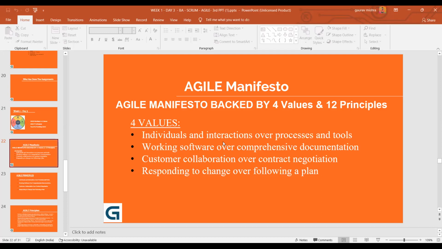The Agile Manifesto you can see on Scrum.org. You can take note of it. Are you taking note of Scrum.org? Thank you. When you go there, you will find the Agile Manifesto comes with 4 values and 12 principles. Those 4 values are: individuals and interactions over processes and tools.